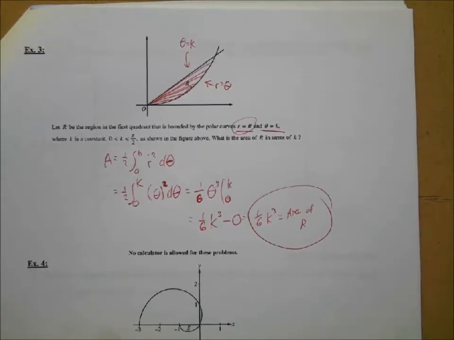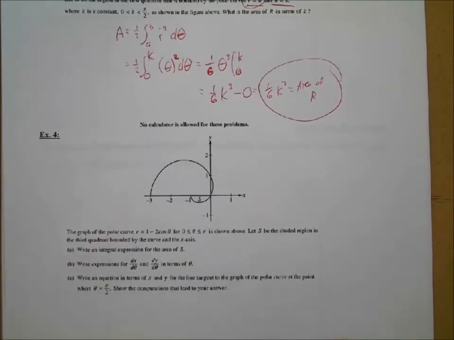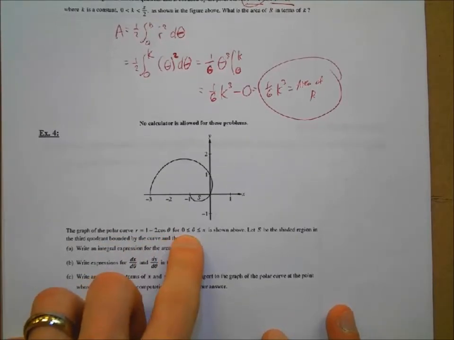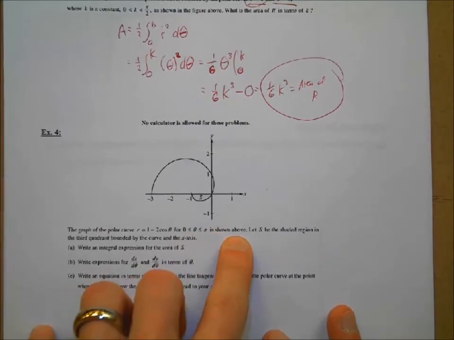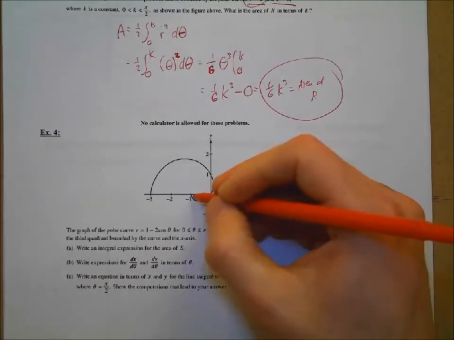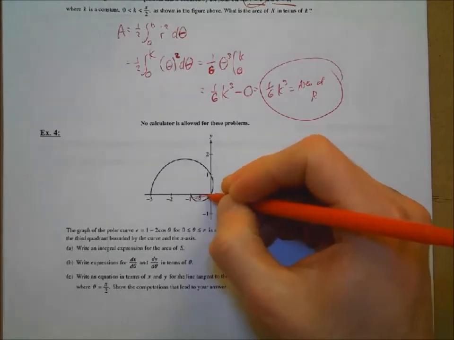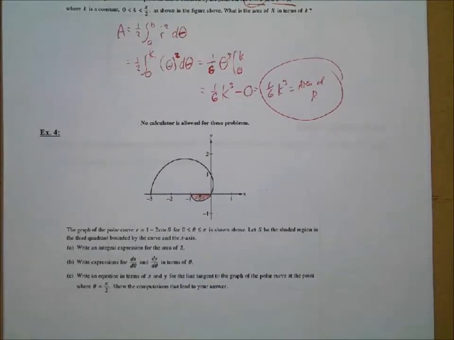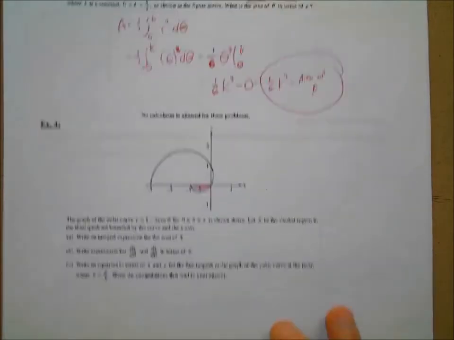Okay. So let's try number 4 then. Let's keep going here. Now this one, no calculator allowed, so we're going to be on our own for this. The graph of the polar curve r equals 1 minus 2 cosine theta for 0 less than or equal to theta less than or equal to pi is shown above. Let S be the shaded region in the third quadrant, bounded by the curve and the x-axis. Okay, so we're in the third quadrant, and that's this. It's not really shaded, but you can kind of get the idea. That little shaded area in the third quadrant, S.